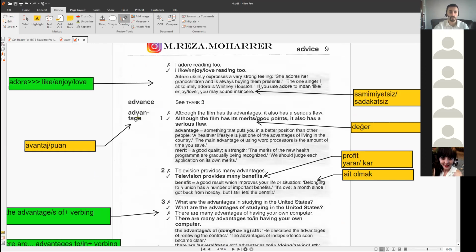Next one is the word advantage. The root of advantage is advance. The root of advantage, kök, is advance, advantage. Advantage in Turkish is avantaj or puan. We can say the meaning in this format. So who is ready to read this part?